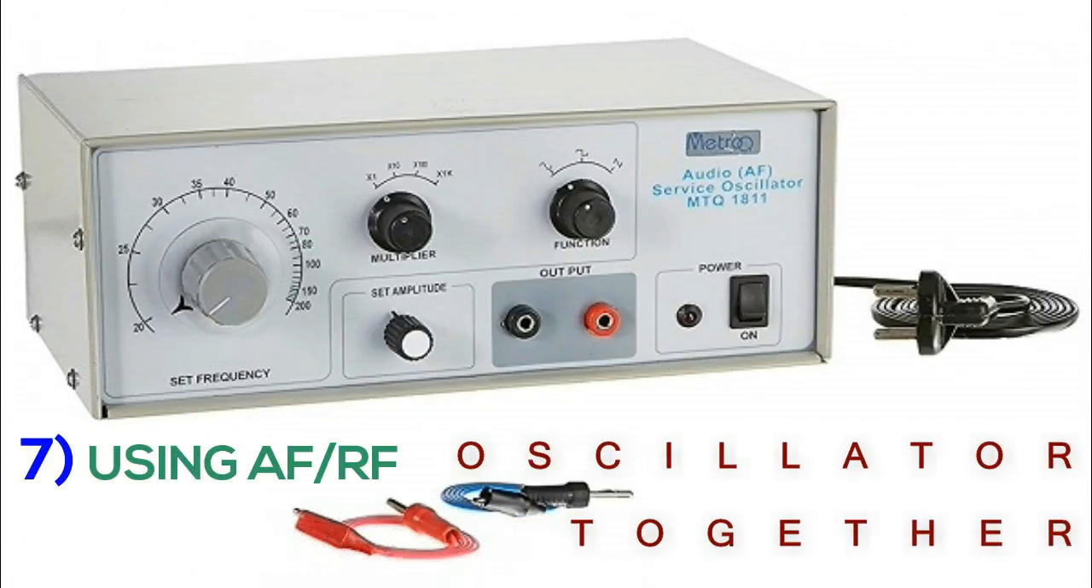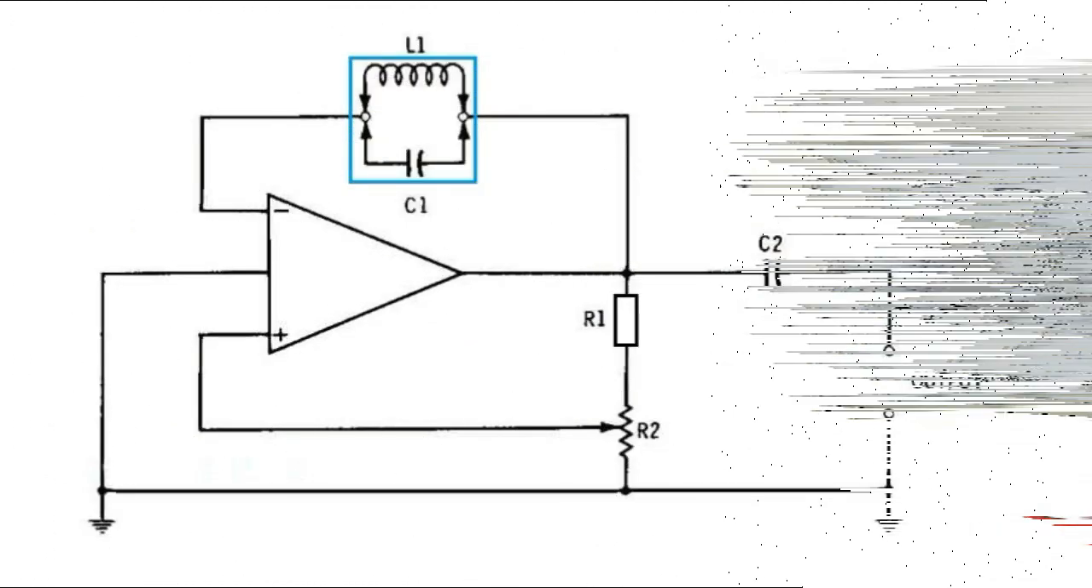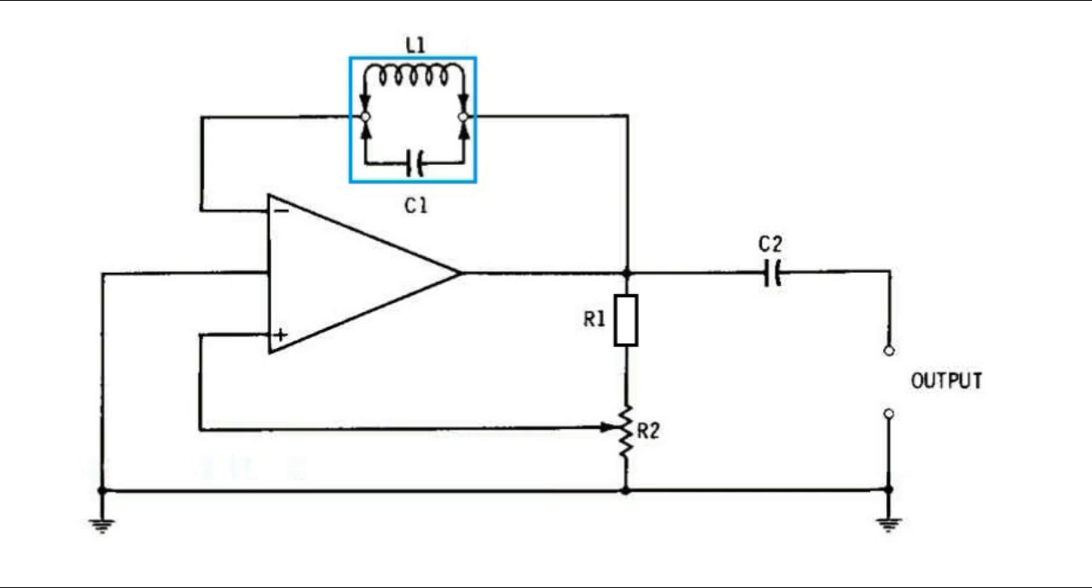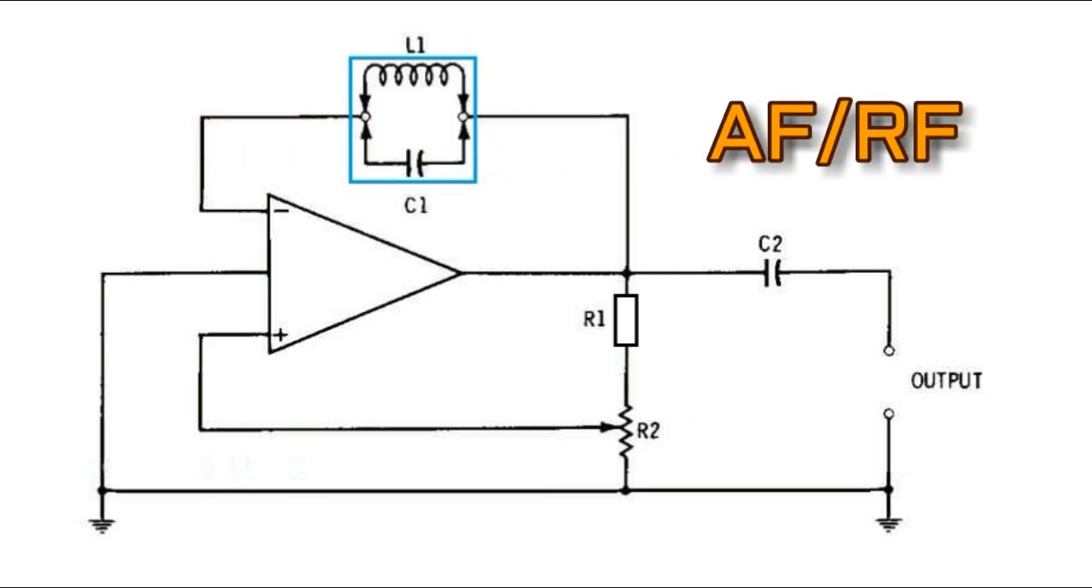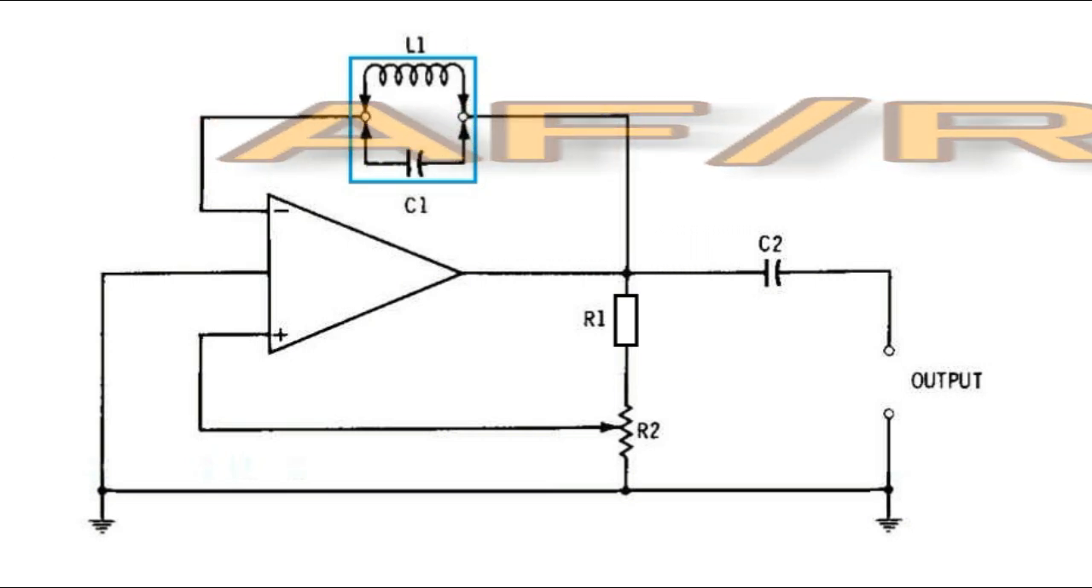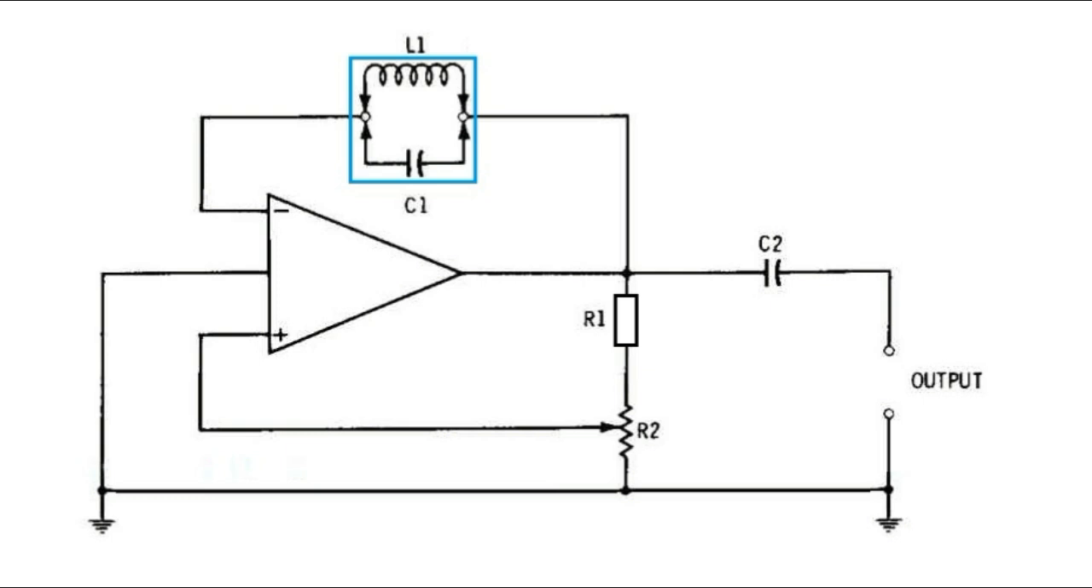(7) Using AF-RF oscillator together. This circuit exhibits an oscillator configuration which uses plug-in type inductors and capacitors for producing both audio frequency or radio frequency signals through a diverse range of frequency.